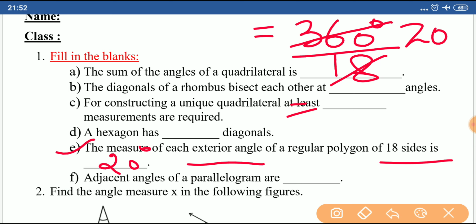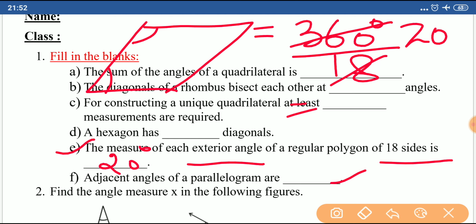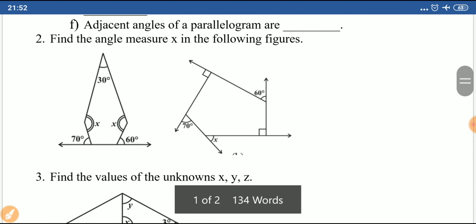Now the last one, adjacent angles of a parallelogram are supplementary, or you can write 180 degree, because we know that if this is your parallelogram, these are the two co-interior angles, and the sum of these two co-interior angles is equal to 180 degree. It means these are supplementary angles. Okay, clear?